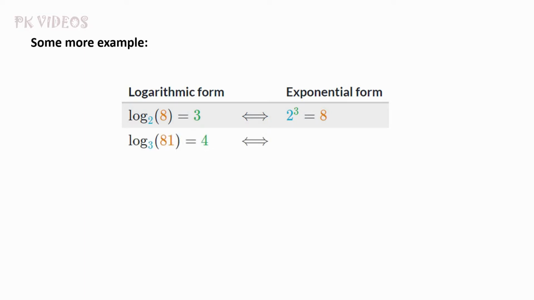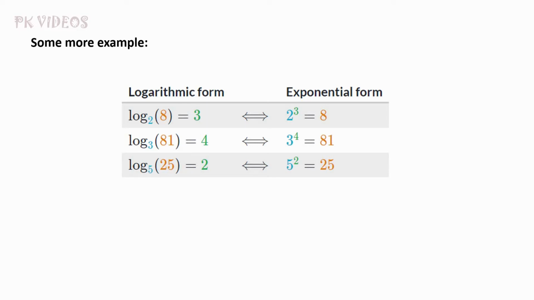Now let us look at another example. Log 81 to the base 3 is equal to 4. How can you express this in exponential form? Yes, it is 3 to the power 4 is equal to 81. Now the last example, log 25 to the base 5 is equal to 2. Can you think of expressing this in the exponential form? If you have thought this, absolutely, 5 to the power 2 is equal to 25.